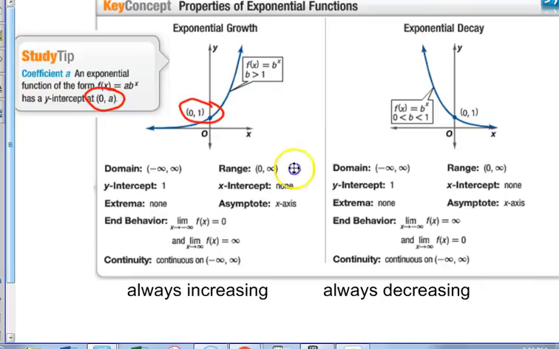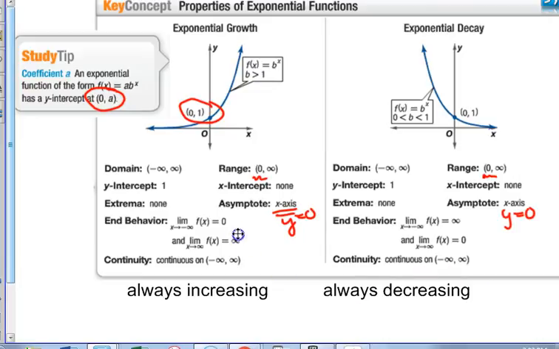All right, domain and range seem okay? Make sure you understand that they are not negative unless there's some kind of a flip or reflection involved. And it's a soft parenthesis. They are approaching but not touching the x-axis, which is the equation y equals 0. They have no max or mins. This one is always increasing, this one is always decreasing.